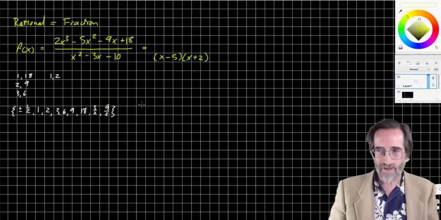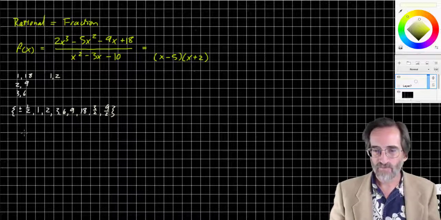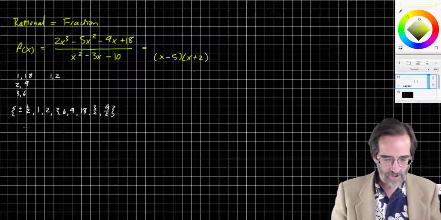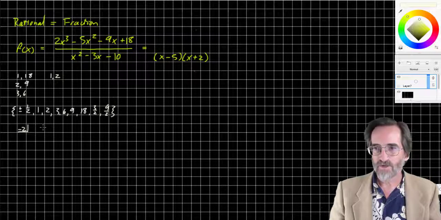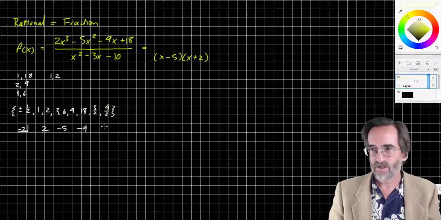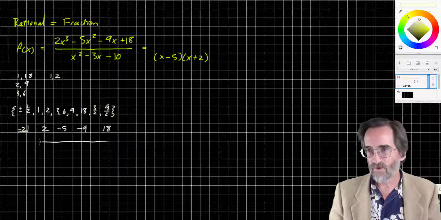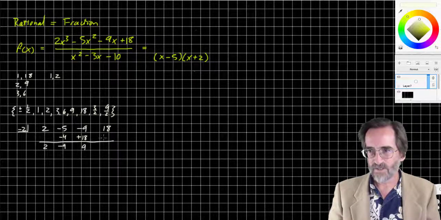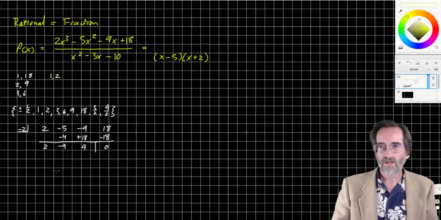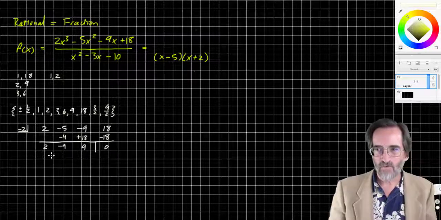You can guess and check and hopefully come up with it, but I've got a little prior knowledge here. I'm going to use -2 with synthetic division. 2, -5, -9, 18. Bring down 2, multiply, -4, add, -9, multiply, positive 18, 9, 2 times 9 is 18, -18. -18 and 18 is 0.